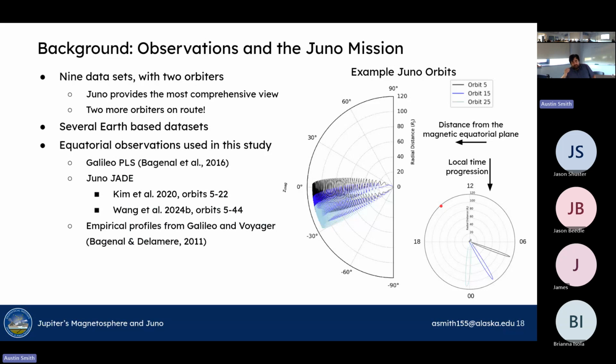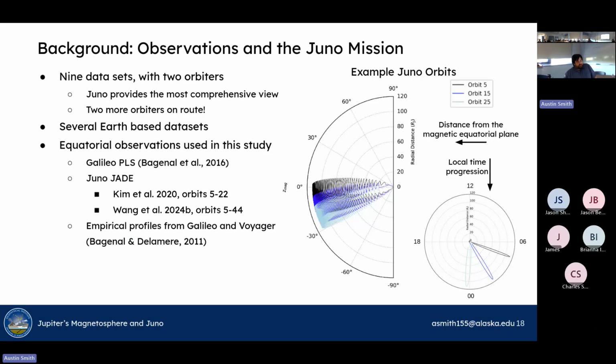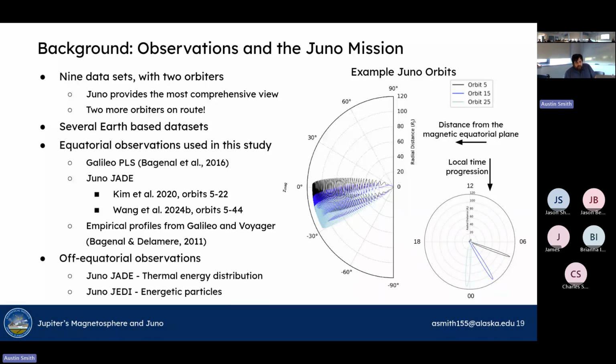For the equatorial observations that I'm presenting today, I'm presenting some of the Galileo Plasma Subsystem instrument results, as well as Juno JADE observations from these 2 papers, one which covers mainly the dawn to midnight side, and one which covers the entire night side. And also comparing to some empirical profiles from Galileo and Voyager. And then for the off-equatorial observations, I'm looking at Juno JADE and Juno JEDI. JADE is the thermal energy range plasma instrument, and JEDI is the energetic particle instrument on the Juno spacecraft.